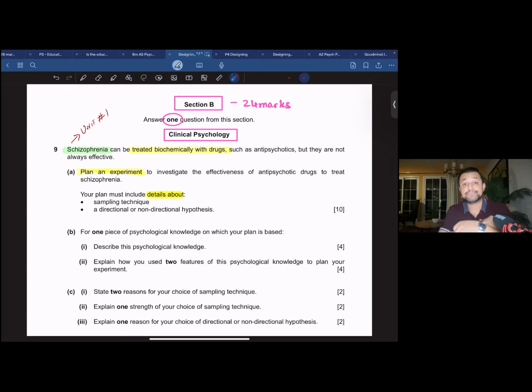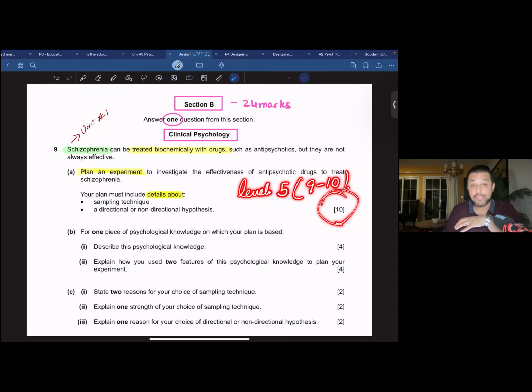You might as well mention the hypothesis that you're using. Be specific if it's a directional or a non-directional hypothesis. So this is worth 10 marks. We'd talk about now this particular question. This is marked through different levels. So you have different levels. We'd talk about level 5 towards the end, that is when you're scoring anywhere between 9 to 10 marks. So this was part A, 9A, okay?